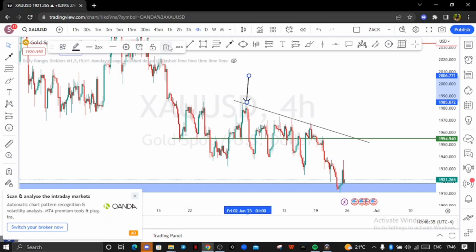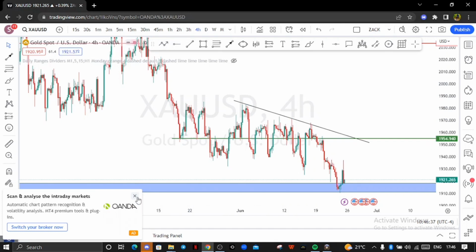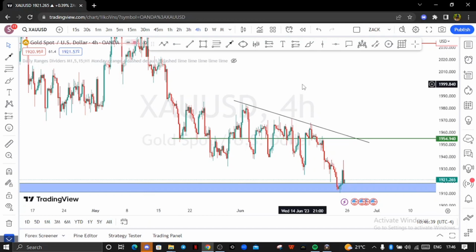And I'll keep this short. Today's analysis, I'll only cover gold. I've only covered gold because I don't want to keep the video too long.